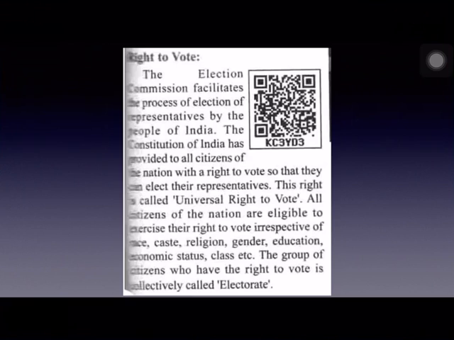And the Constitution of India provides right to vote to all the citizens without any discrimination on the grounds of caste, religion, gender, race, education, or economic status, etc. Without any discrimination, right to vote is granted to all the citizens who are eligible. And this group of citizens who have the right to vote is collectively called the electorate.